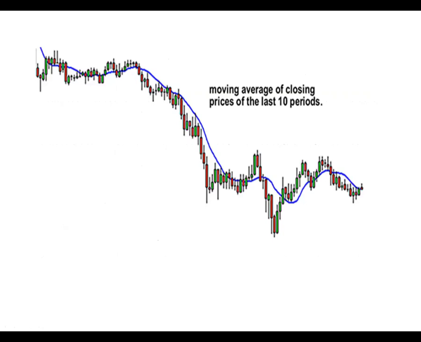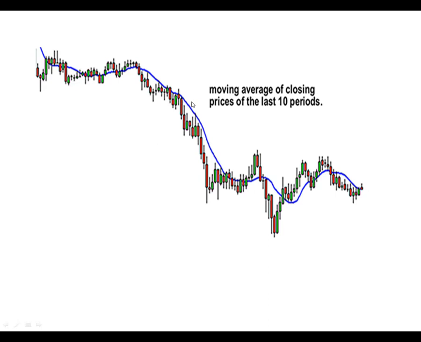Now, this is a typical example of a moving average on the chart. You will see a blue line on the chart. That blue line is a moving average, and it's a moving average with a closing price of 10 periods. So it means this line is always calculating the last 10 candles, and out of that, it prints itself as a line on the chart.